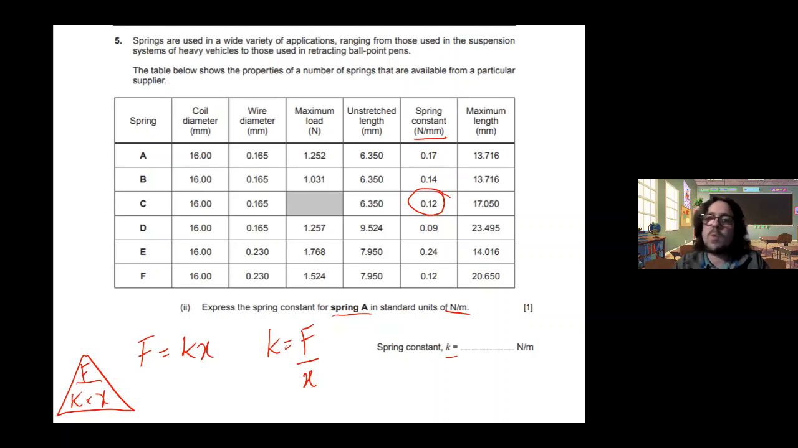So what's it going to be in newtons per meter? Well, what we can do here is remember that milli is a factor of 1,000. So if it's 0.12 newtons per millimeter, newtons per meter is going to be 1,000 times greater. If we move the decimal point 3 places, we end up with 120. So that again is back to changing millimeters into meters. That could be asked as well.